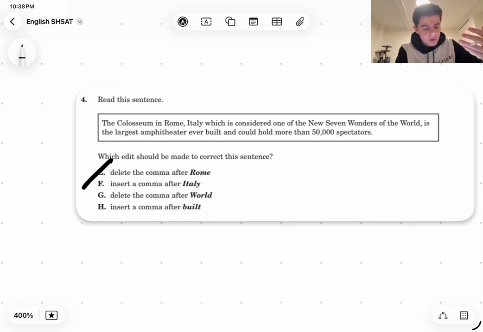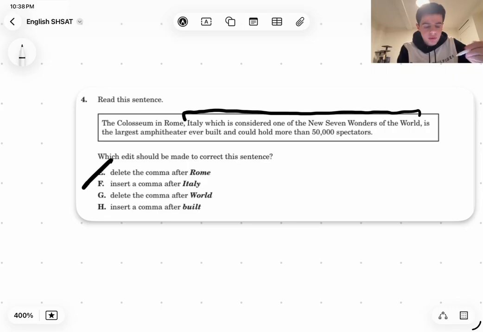Insert a comma after Italy. The Colosseum in Rome, Italy, which is considered one of the new 7 wonders of the world, is the largest amphitheater ever built and can hold more than 50,000 spectators. Well, is this really essential information?